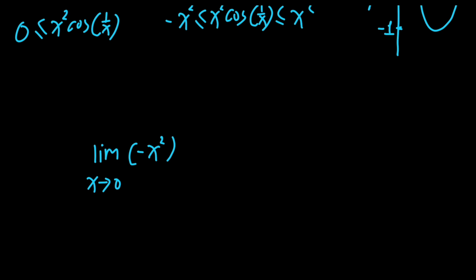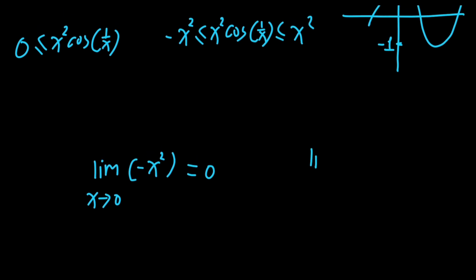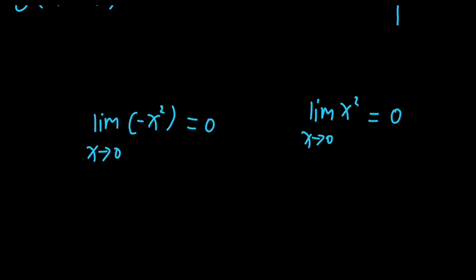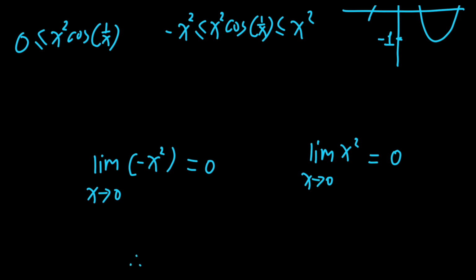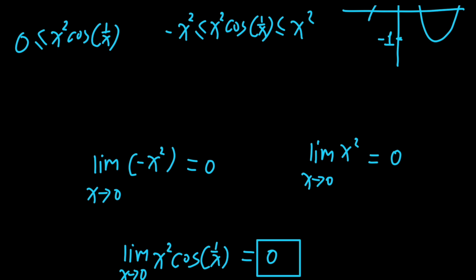Now, by using the direct substitution rule, it will be 0. And then for the second function, x squared, by using the direct substitution rule, it will be 0 as well. So they are equal. Since they are equal, we can conclude that the function in the middle, if we take the limit of it, will also equal 0 as well. And this is the answer by using the squeeze theorem.